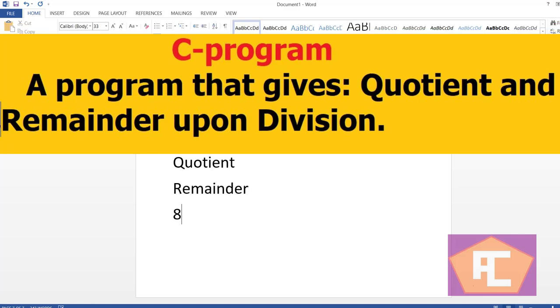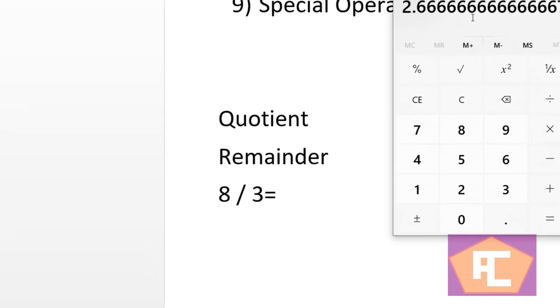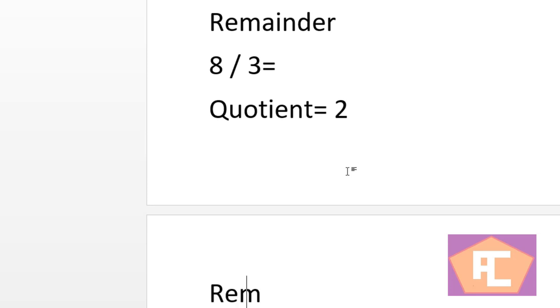Say you take 8 for example and you divide 8 by 3. Now, if you use the calculator, I enter 8 and divide it by 3. The calculator gives us 2 point and so on, a sequence of numbers. But actually, this is not the exact value, because when you divide 8 by 3, you get the quotient as 2 and the remainder as 2.